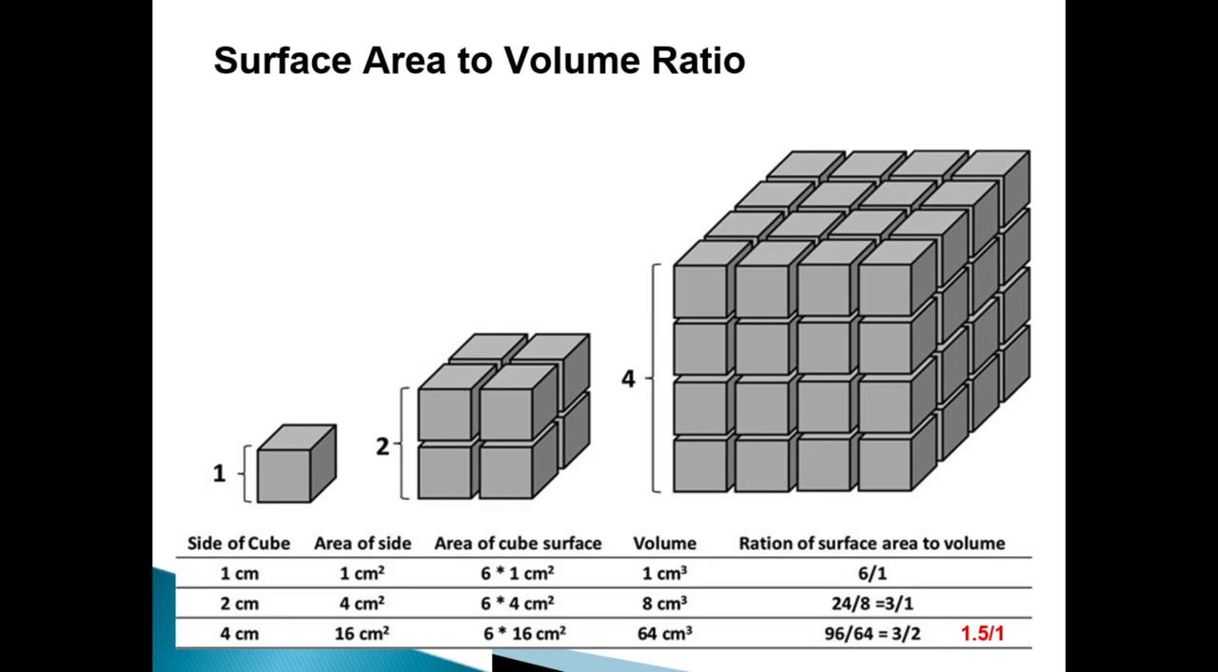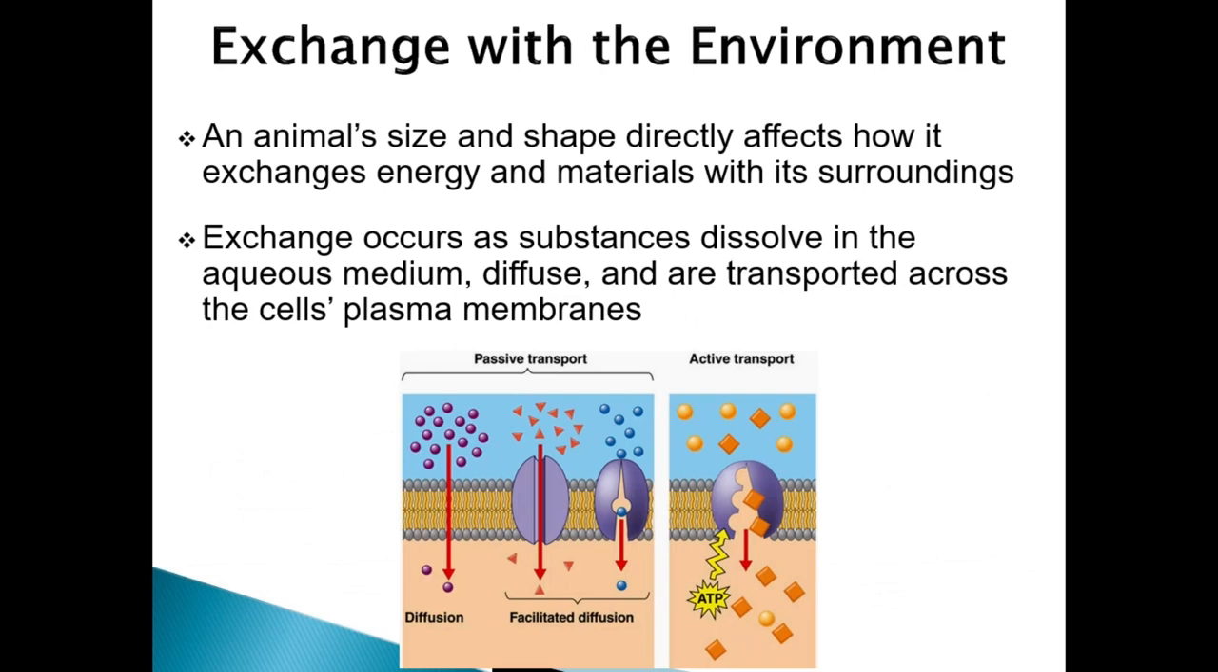And this has very important implications when we consider those physical laws we were talking about and how the rate and the amount of diffusion is going to be influenced by this phenomenon. An animal's size and shape will directly affect how it's going to exchange energy and materials with its surroundings. Now remember, these exchange processes can occur in a variety of ways. These can be using energy or active processes or passive processes, for example, diffusion.